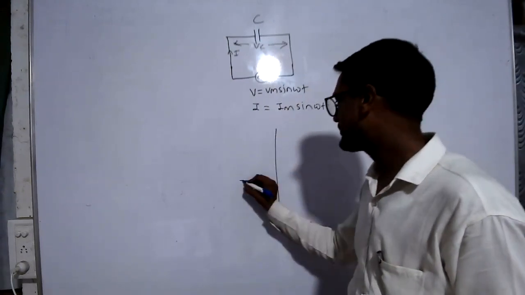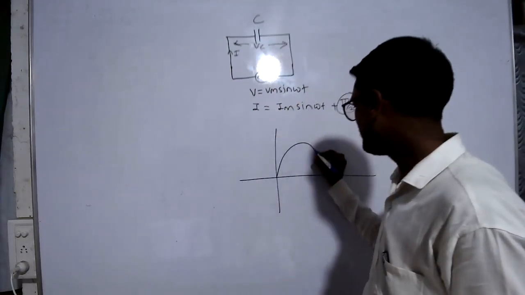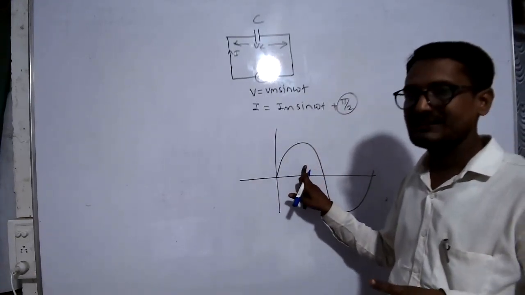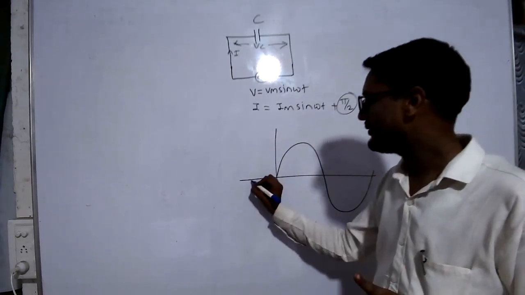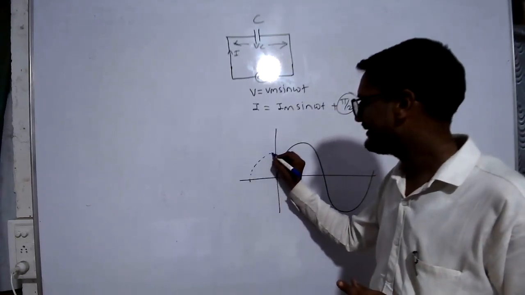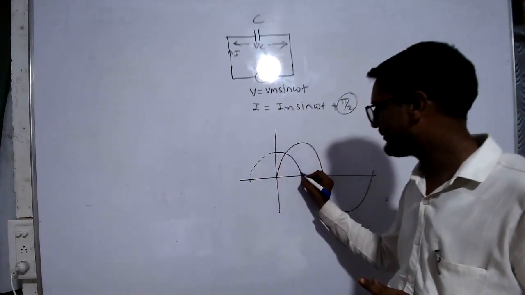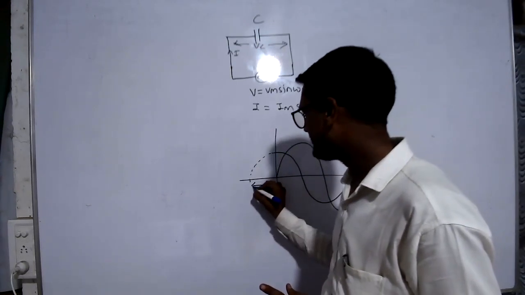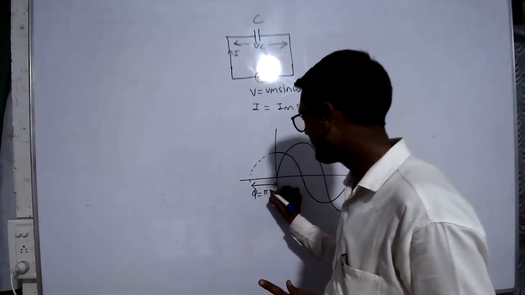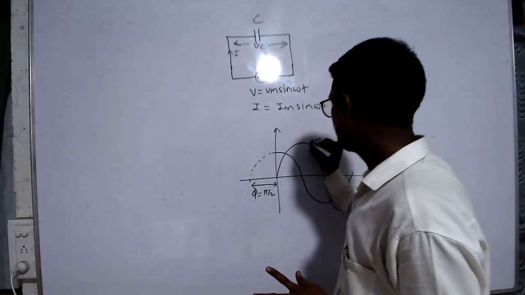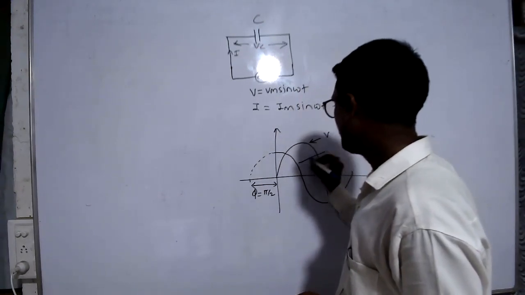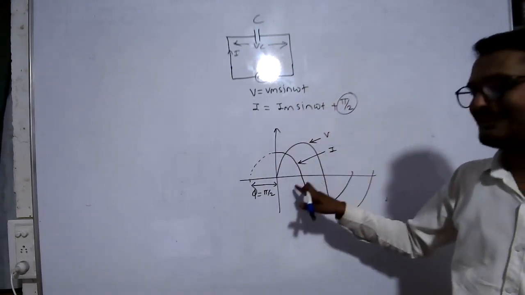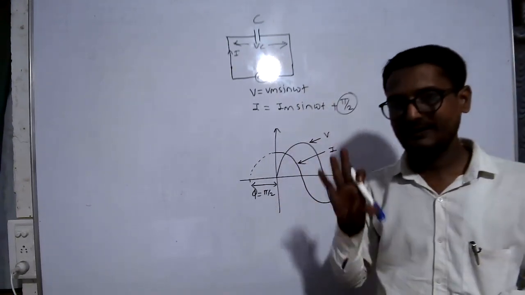If we draw the waveform, suppose this is the reference voltage waveform, then the current waveform leads by 90 degrees. So the current waveform looks like this, and there is a phase difference phi equals pi by 2. This waveform is for voltage, and this one is for current I. The current leads by pi by 2.